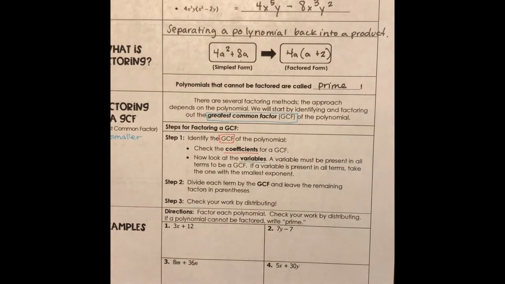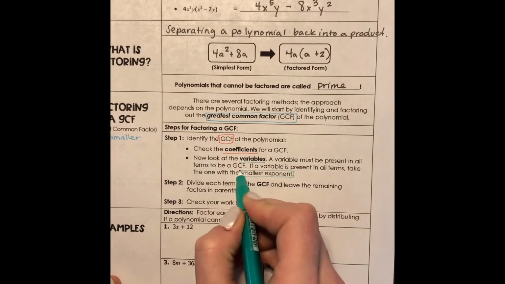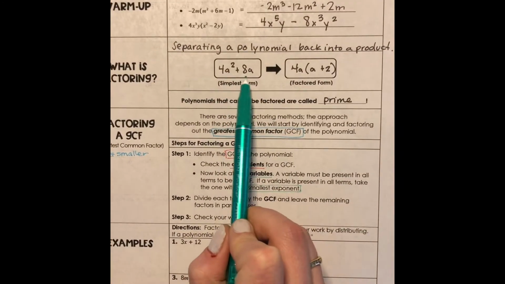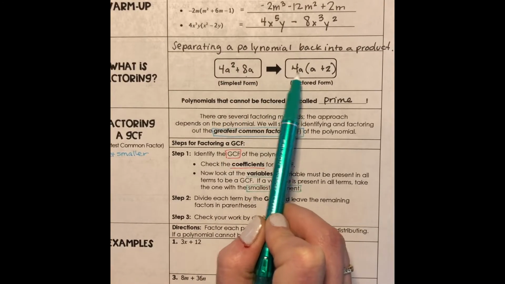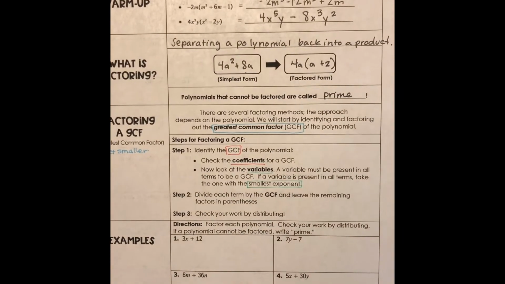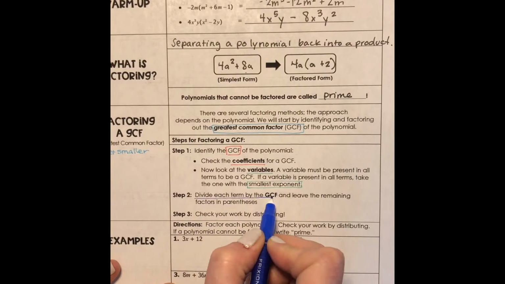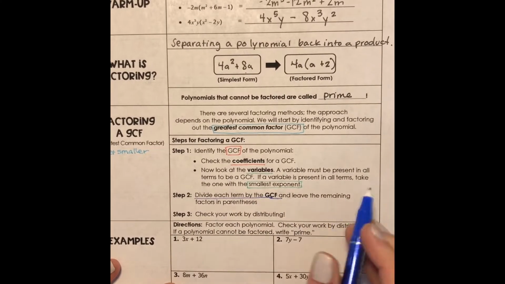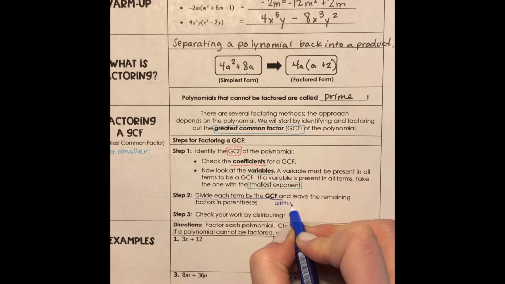The variable must be present in all of the terms in order to also be considered a greatest common factor. If a variable is present in all terms, you take the one with the smallest exponent. So, for example, here we had an 8a and a 4a squared, so we just took 1a because it was the smallest exponent. Then we'll finally divide each term by that GCF with the variable that we found and leave the rest of everything else in the parentheses. And I'm going to write with variable.